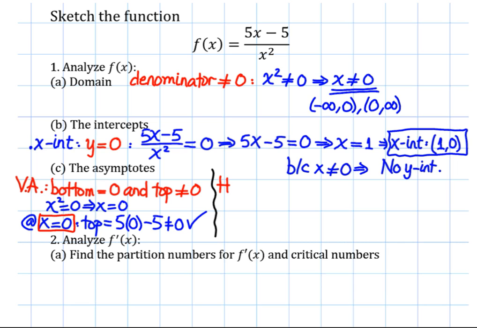Horizontal asymptote is where we take the limit as x goes to infinity or negative infinity. On this one, we only need to do one of them. I choose x goes to infinity of 5x minus 5 over x squared.